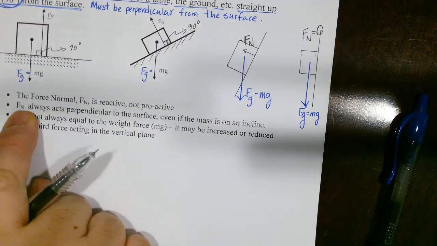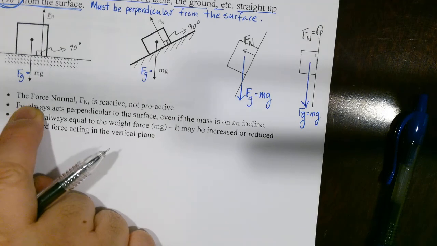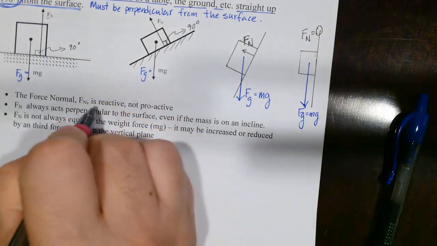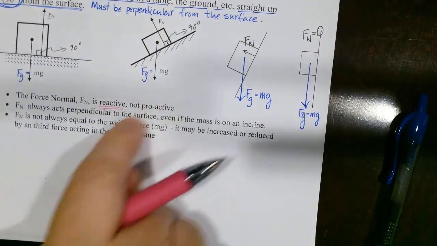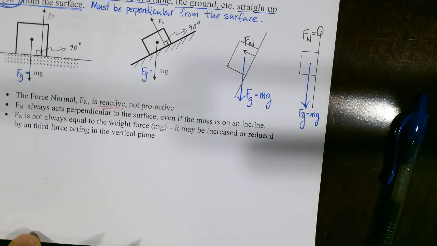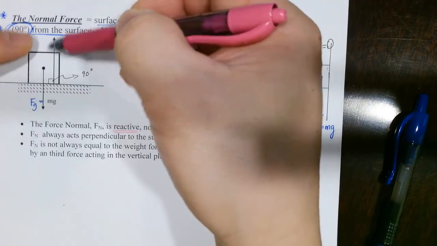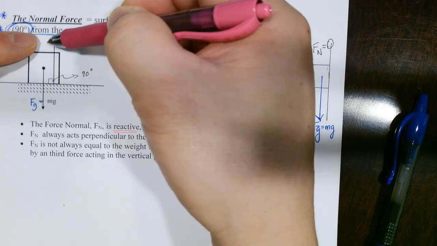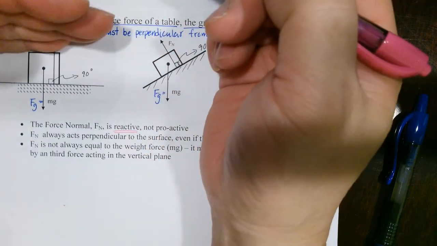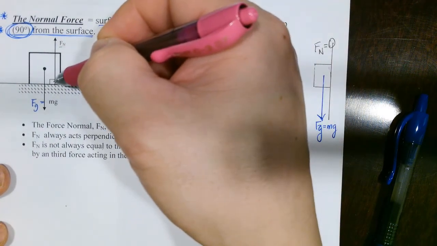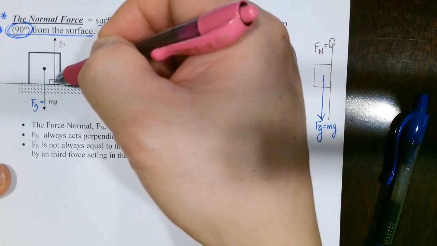So, the normal force, or force normal, is a reactive force. And that is very important. Again, it's a reactive force, not proactive. Okay? So if I were to push down on this object with extra force, what's going to happen to my normal force? Is it going to increase or is it going to decrease?